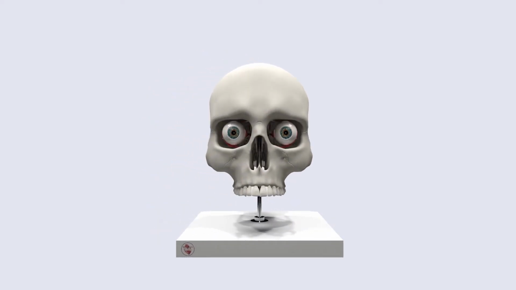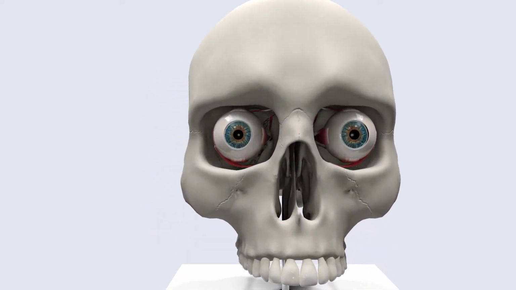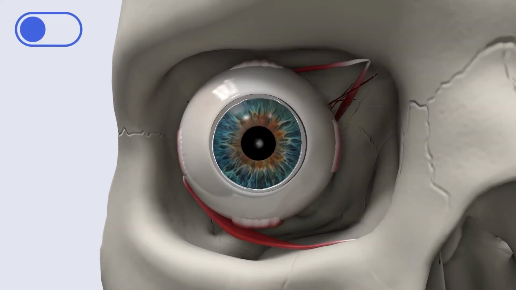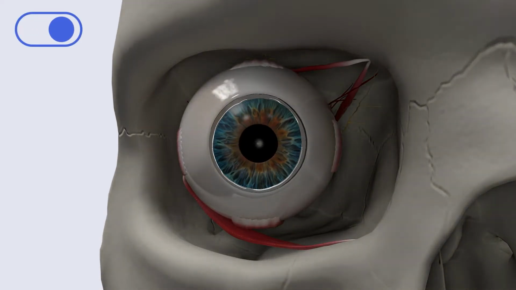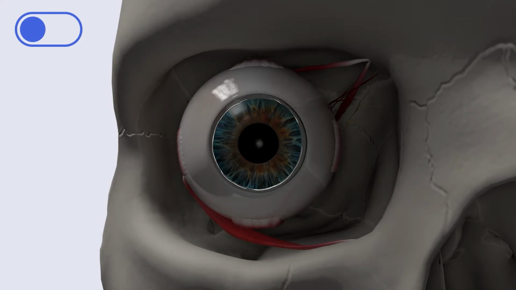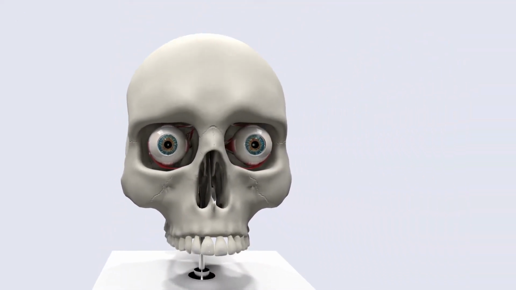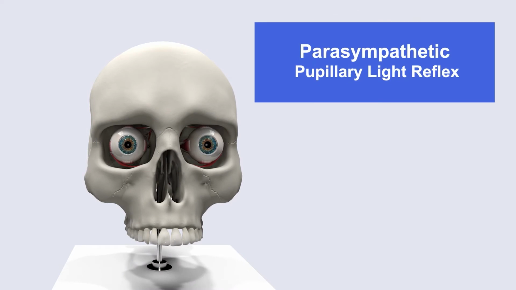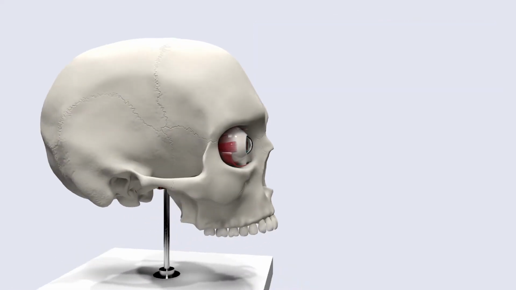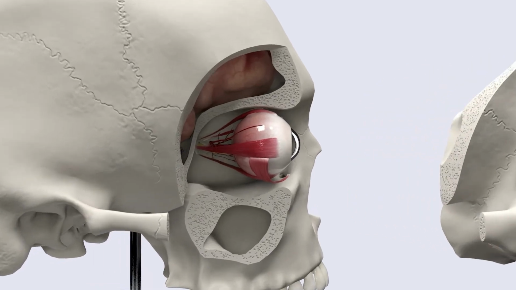The pupillary light reflex is the autonomic response of the pupils to light stimuli. Adjusting the diameter of the pupil controls the intensity of light which shines on the retina. The parasympathetic pupillary light reflex narrows the diameter of the pupil in response to light.